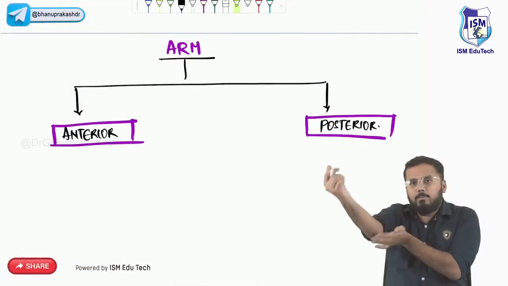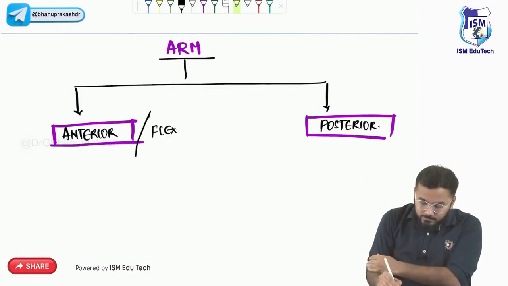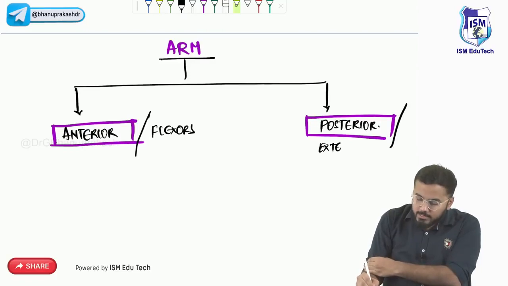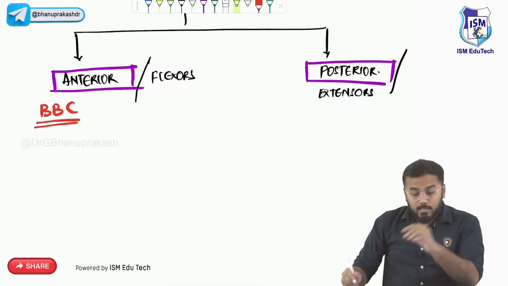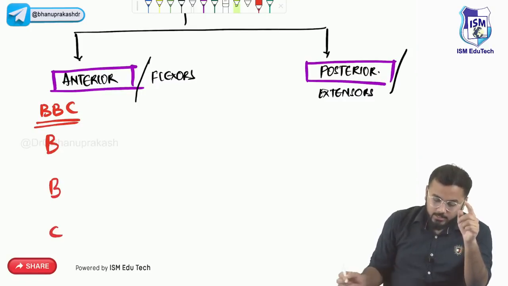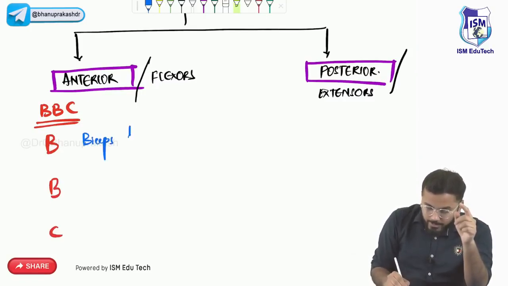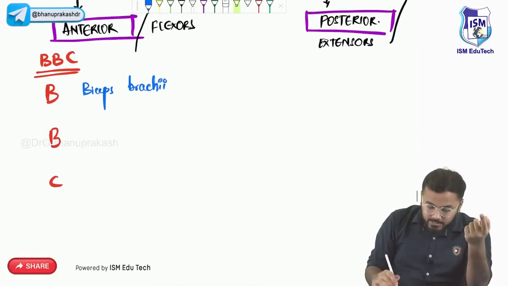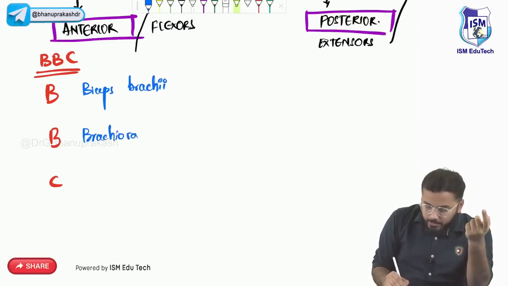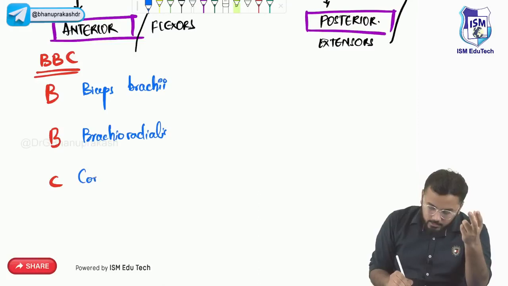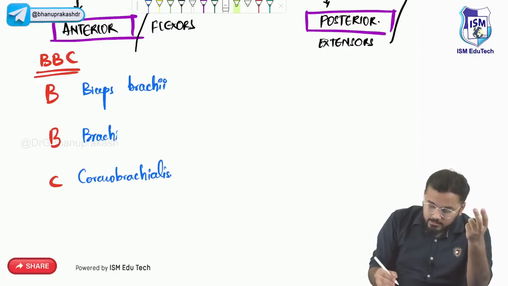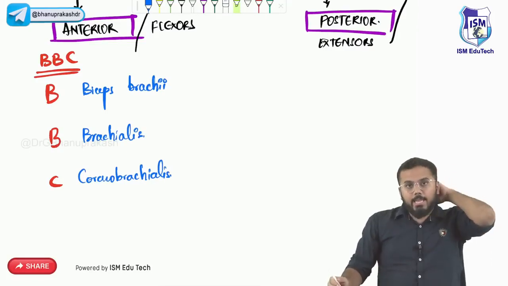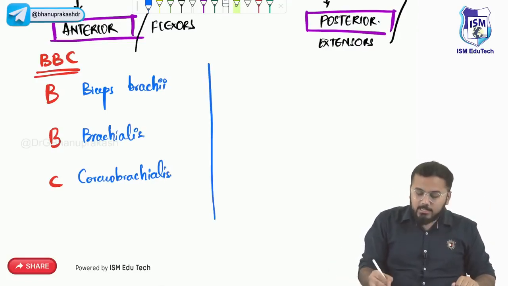Now, the arm has two compartments, anterior compartment and posterior compartment. Anterior compartment is also called flexors, and posterior compartment is also called extensors. Now, how do you remember the anterior compartment? Remember it as BBC. What is BBC? B stands for biceps brachii. Another B stands for brachioradialis. Another C stands for coracobrachialis. Sorry, this is not brachioradialis, it is brachialis. I'm sorry. So biceps brachii, brachialis and coracobrachialis. Now when it comes to extensors, we have got what?